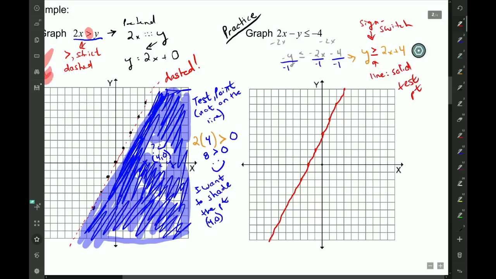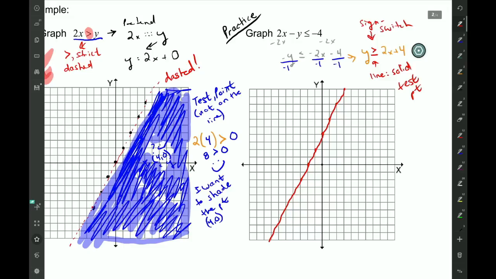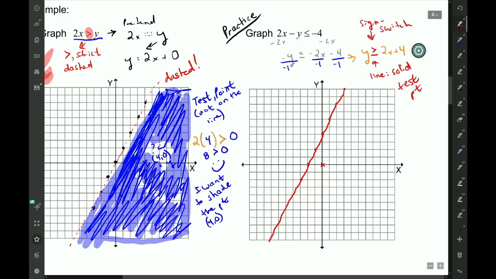I can pick any point that's not on the red line. And hey, 0, 0 is not on the red line. And typically that's the easiest thing to check. So I'm going to test out, does 0, 0 work?